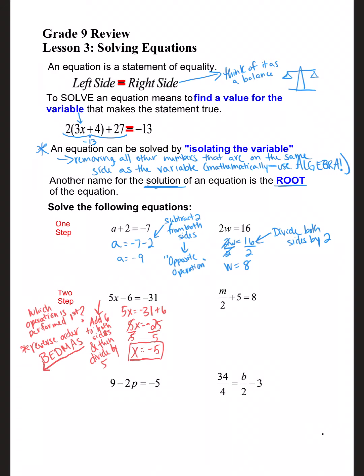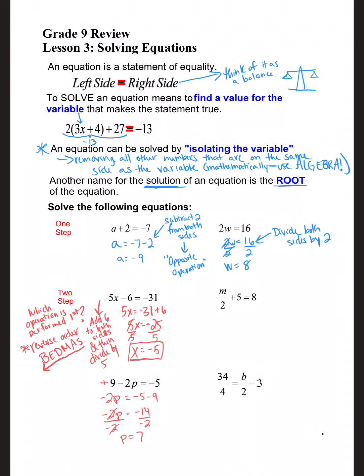Okay, take some time and see if you can figure out that equation right underneath. So the 9 minus 2p equals negative 5. I'm going to pause the video, so pause it now and see if you can try that equation.